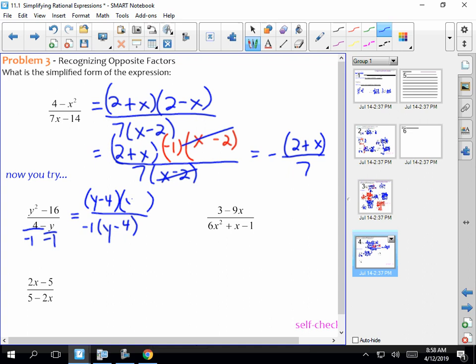Y minus 4, y plus 4. And I'm not surprised because I have a y minus 4 on the bottom. So that's what will cancel, leaving me with just y plus 4 over negative 1. Or you could put the negative out in front.